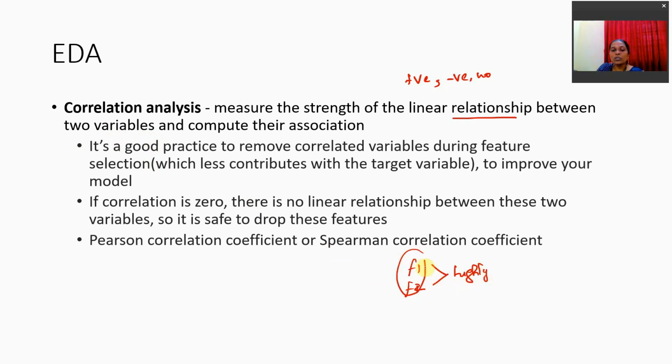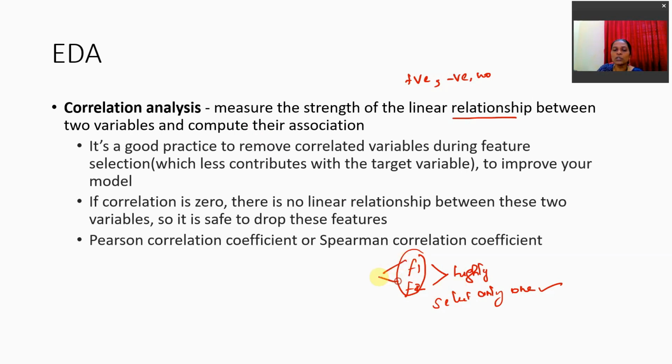Then out of these two features, I can select any one. Instead of using both features in machine learning training, I can drop one of them and select only one, because both are highly correlated: a change in one feature produces a change in the other. That is a positive correlation. So if two features are highly correlated, you can drop one of them and consider the other.